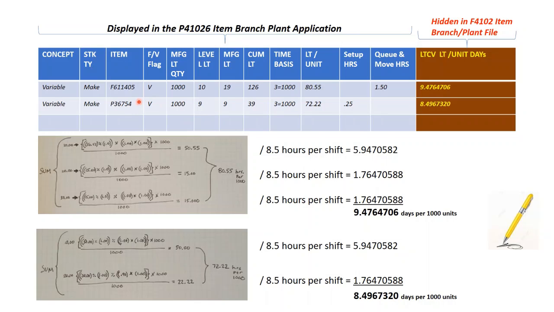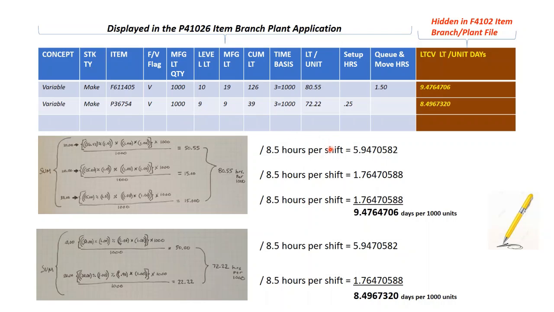72.22 hours on the next item was calculated to make 1,000, and that equated out to taking the 50 hours divided by the work center's hours per shift of 8.5, and then the next operation, 22.22 divided by 8.5 work center hours per shift. Adding those two together, we get 8.4967320 days per 1,000 units. When rounding up, we get a lead time level of 9.